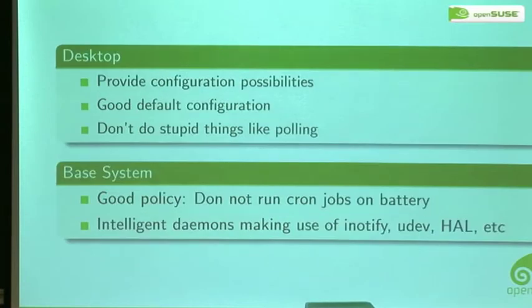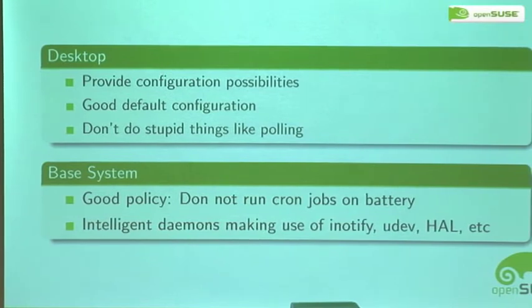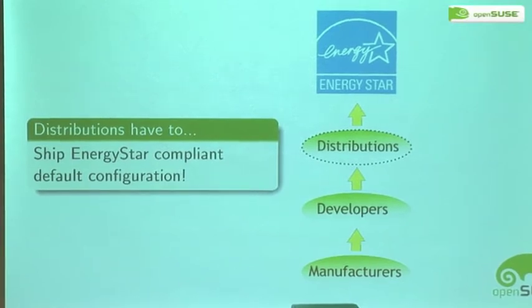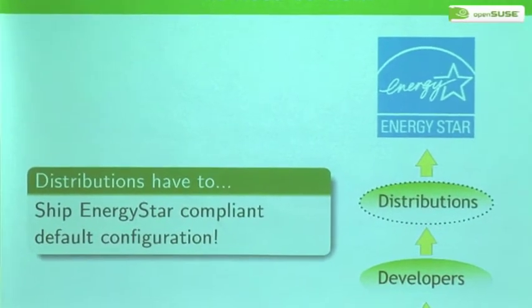Then there are desktop applications or the desktop developers. They have to pay attention to making the applications configurable so that later on distributions or vendors can ship an Energy Star compliant default configuration, and they shouldn't do something bad like polling all the time, and they should make use of new technologies to react to events and not to poll all the time. So yes, and you of course need a good default policy, something like not running probe jobs when on battery and things like that. So coming to the distribution, they actually have the easiest part of the whole stack, but they can also break the whole stack.